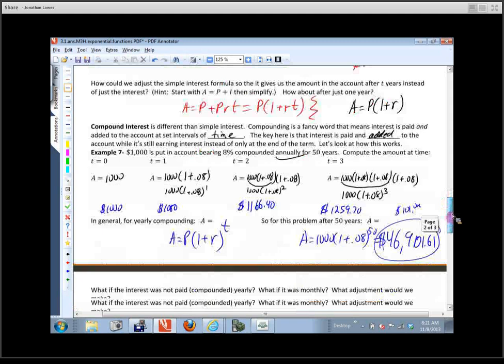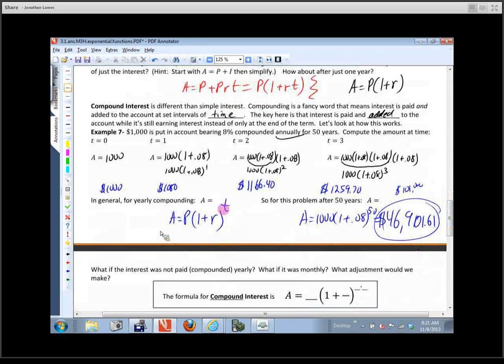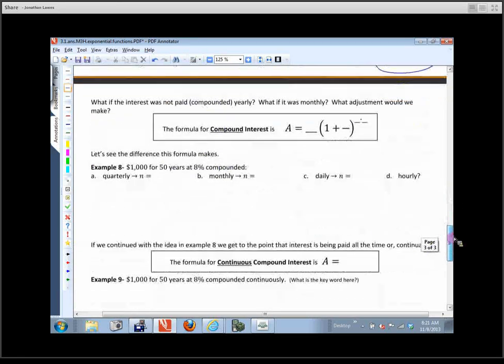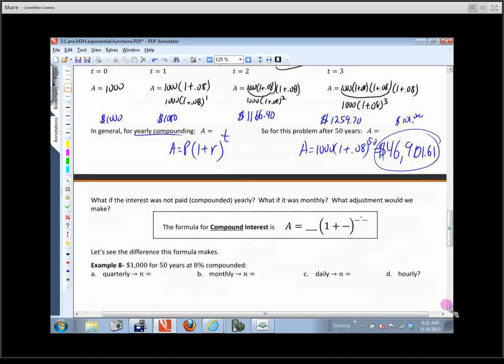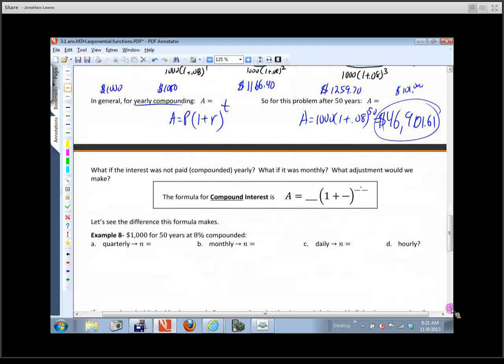So this formula that we came up with right here is a very useful one, but that's just for yearly compounding. So go ahead and flip the page over and let's take a look at this. We need to make a little adjustment because most accounts will not pay you interest every year. They usually pay you interest more often than that. If you have a savings account, a lot of times it will be quarterly or it will be monthly. They'll pay you even more often.